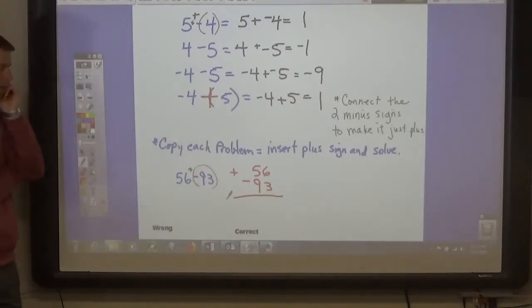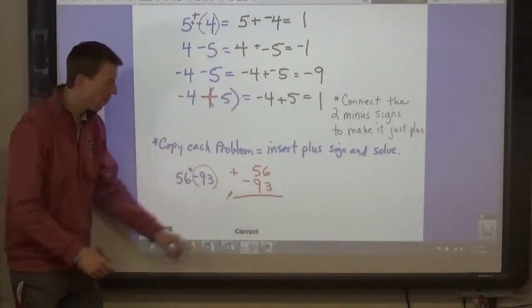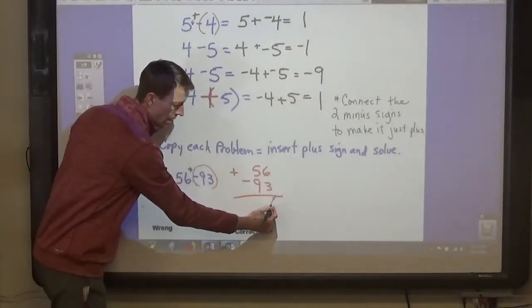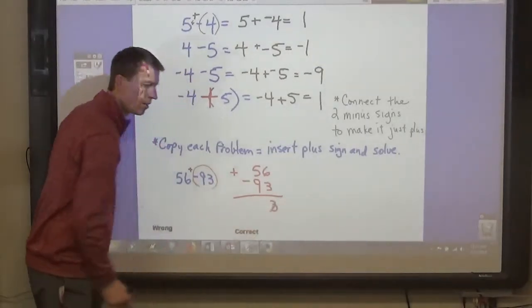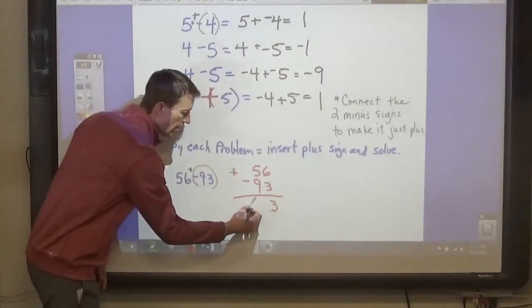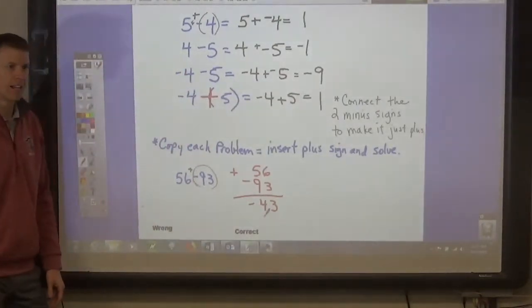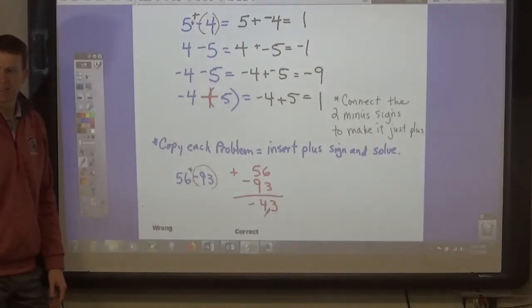See if I'm doing this right. So 56 minus 93, I would do 6 minus 3 is 3. And then 5 minus 9 is negative 4. So that's negative 43. Is that right? Yep. No. Wait. No, I just calculated it. No? It's not correct. What did I do wrong?